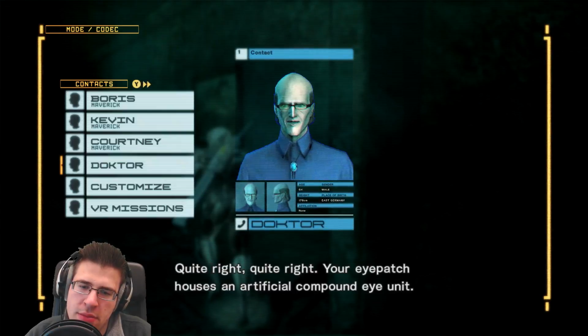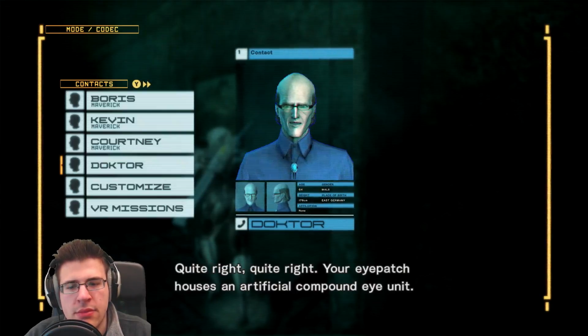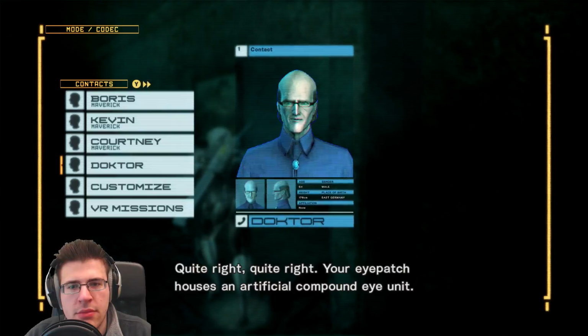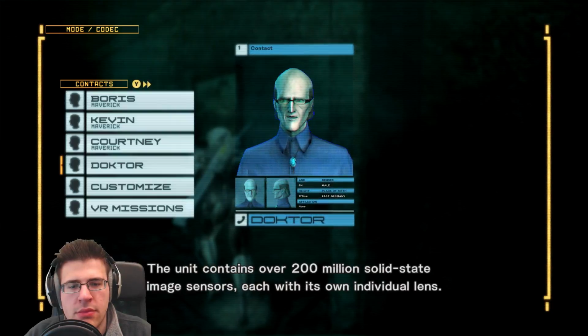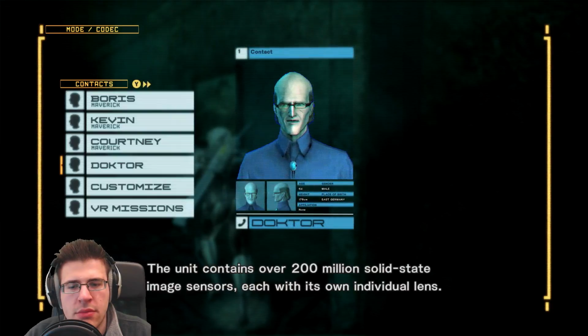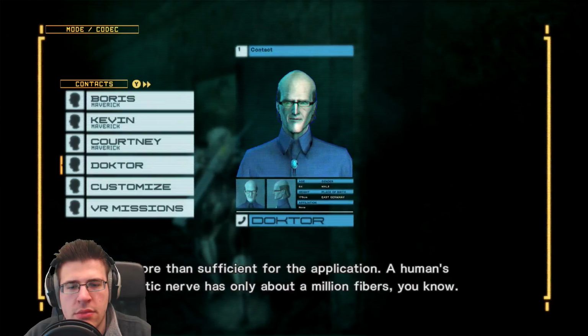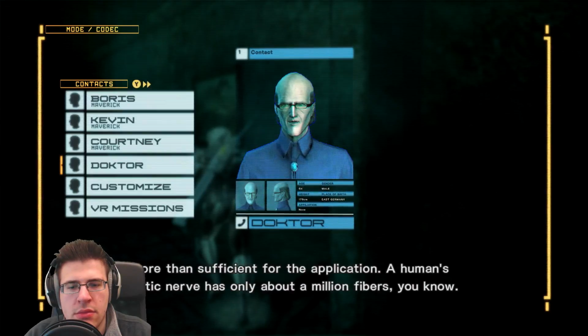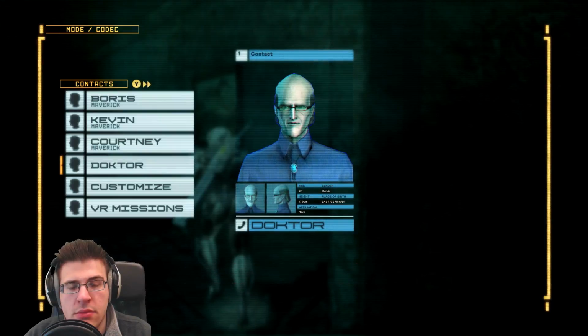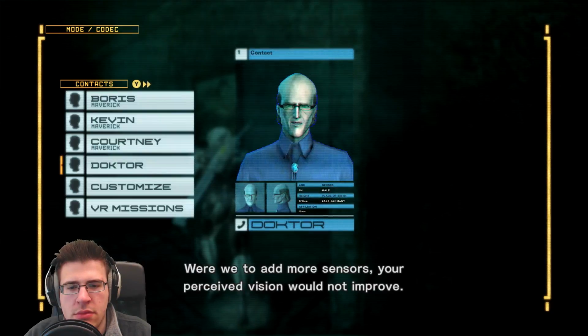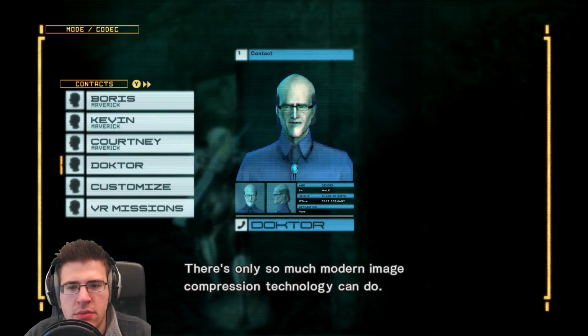Quite right, quite right. Your eye patch houses an artificial compound eye unit. The unit contains over 200 million solid-state image sensors, each with its own individual lens. 200 megapixels, huh? Doesn't sound like all that much. More than sufficient for the application. A human's optic nerve has only about 1 million fibers, you know. Were we to add more sensors, your perceived vision would not improve. There's only so much modern image compression technology can do.